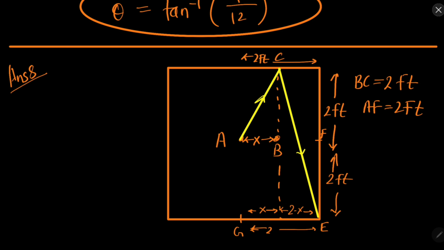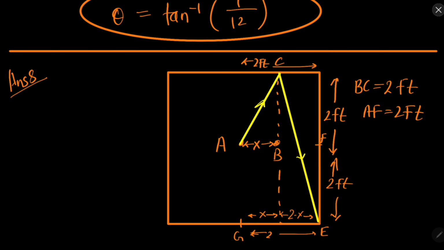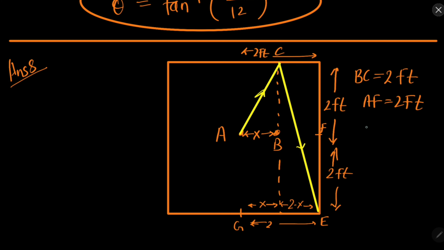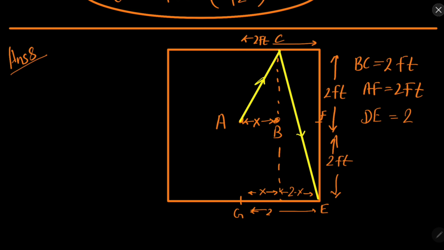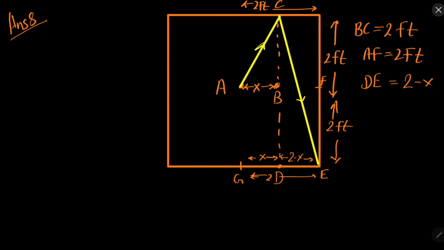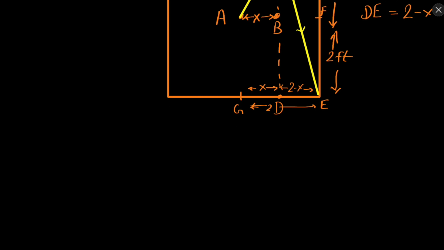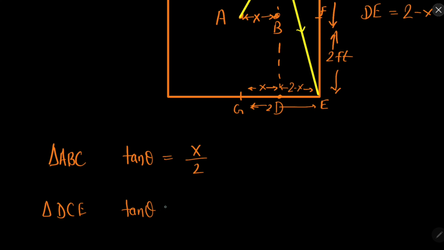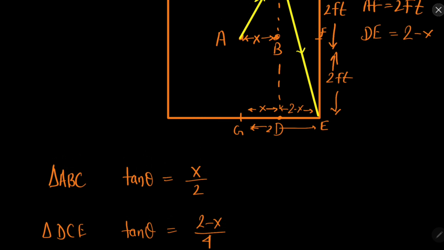So now you can understand why we are doing all these things. So DE is 2 minus x. This is D, by the way. Now let's try to solve this question. First of all, let's take triangle ABC. In triangle ABC, tan theta is equal to x by 2, and in triangle DCE, tan theta is (2 minus x) by 4. This is by the perpendicular upon base formula.